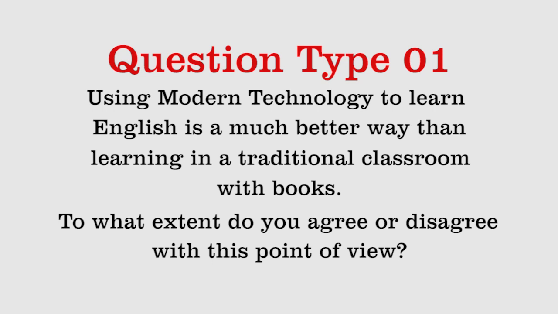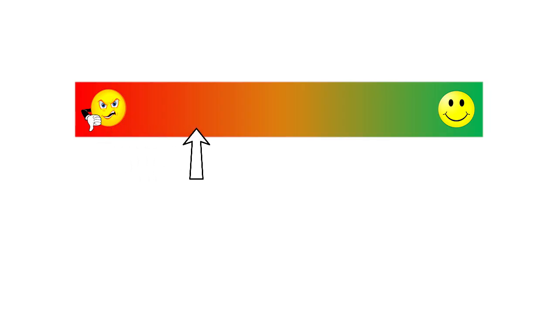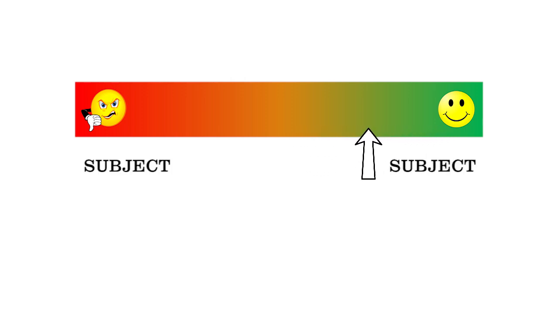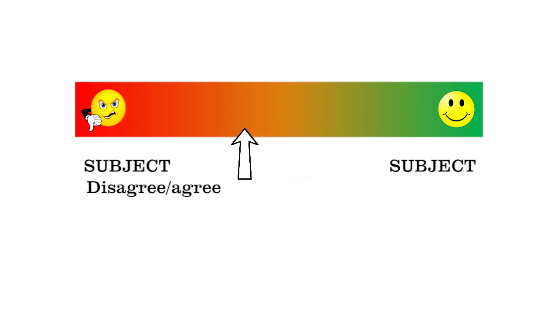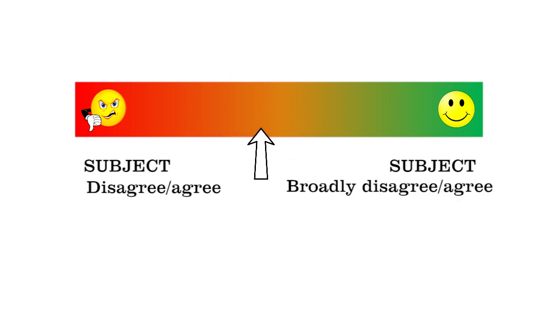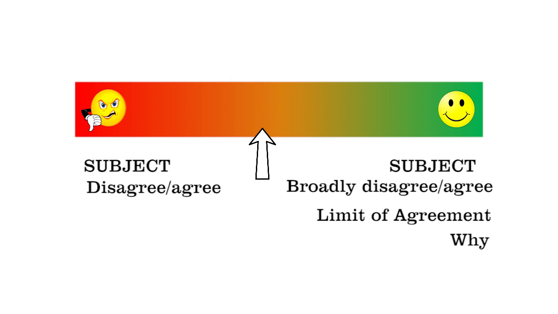The very first thing you need to realize is that they are not asking you if you agree or disagree, but to what extent you agree or disagree. This is really useful to remember because by writing about your limit of agreement, you are giving yourself more things to talk about, not just what you agree or disagree with, but also at what point your opinion changes and why. The next thing is to decide whether you broadly support or reject the opinion.